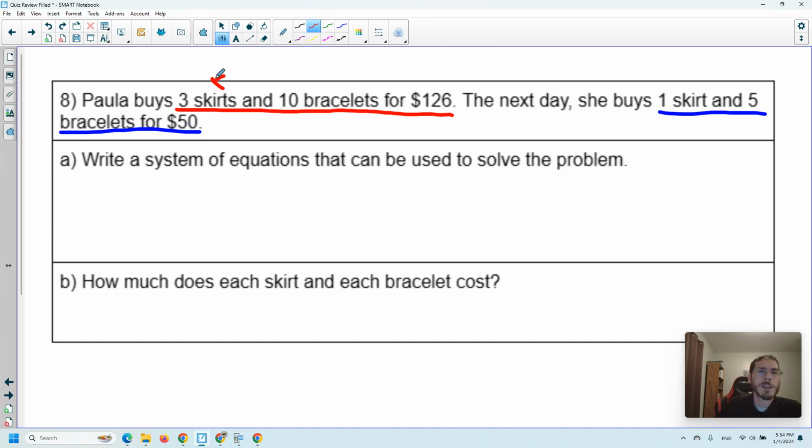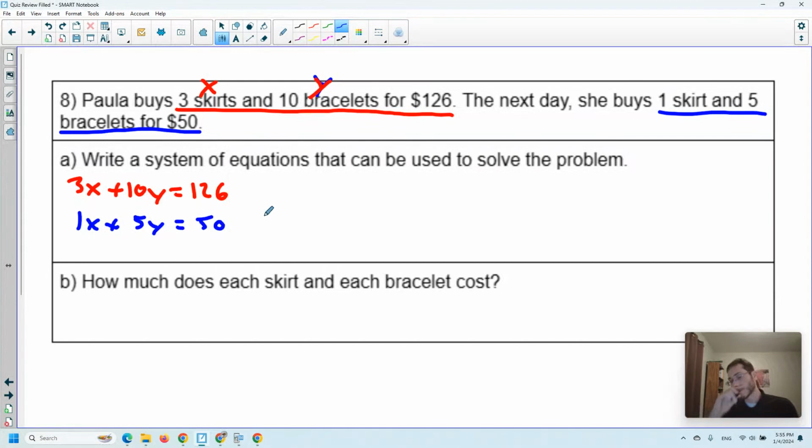We're going to call the skirts X, and the bracelets are going to be Y. Again, you can use S and B if you really want. I'm just going to stick with X and Y. I think a lot of people prefer these when we do problems like this. So for the red equation, we're going to have 3 skirts and 10 bracelets, so 3x plus 10y, and it's going to be $126. In the blue equation, we've got 1 skirt and 5 bracelets for $50. So at this point, we're done with part A.